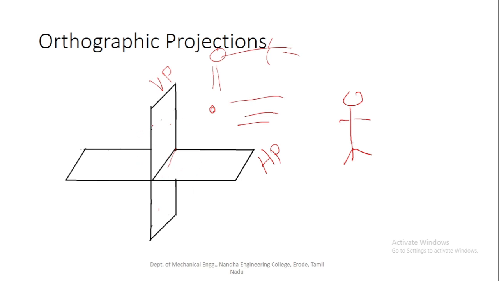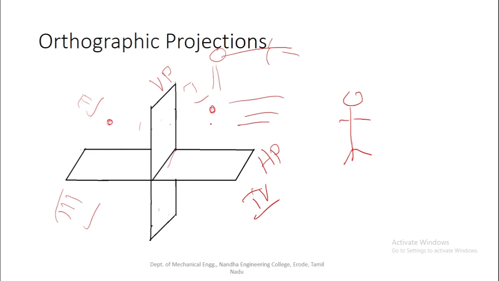these make four quadrants. This is the first quadrant, this is the second quadrant, this is the third, and this is the fourth one. The object placed in the first quadrant, its front view and top view are called first angle projections. Similarly, if the object to be projected is placed in the second quadrant, the front view and the top view are called second angle projections. Similarly, if the object is placed in the third and fourth quadrants, the corresponding front views and top views are called third angle projections and fourth angle projections.